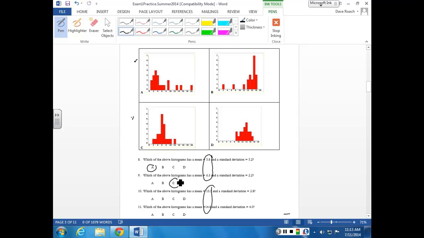And then the two on the right have means around 14 or 13, somewhere around there. And clearly B is the one that's most spread out, so that'll be 11. It has the highest standard deviation. And then D is the one that's left.